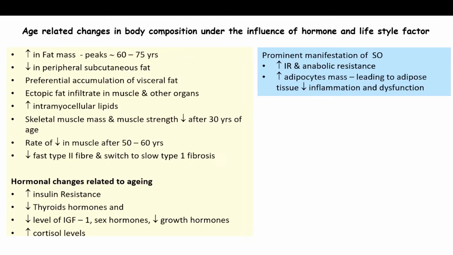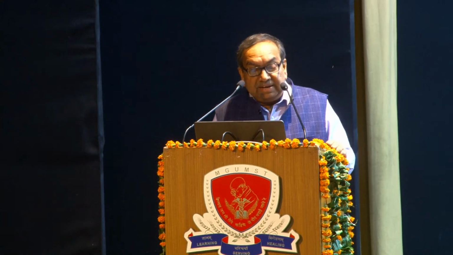So what are the age-related changes which we encounter? Increase in fat mass, which peaks around 60 to 75 years, decrease in peripheral subcutaneous fat, preferential accumulation of visceral fat, ectopic fat infiltrate in muscle and other organs, increase in intramyocellular lipid. This is one phenomenon which is seen in obesity. Skeletal muscle mass and muscle strength are also decreased, and the rate of decrease in muscle mass after 50 to 60 is fairly high. Mostly it is type 2 fibers which are lost, and they switch to slow type 1 fibers.